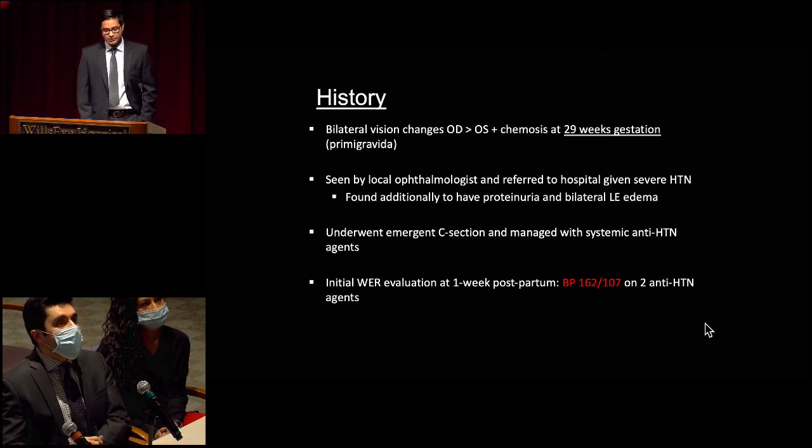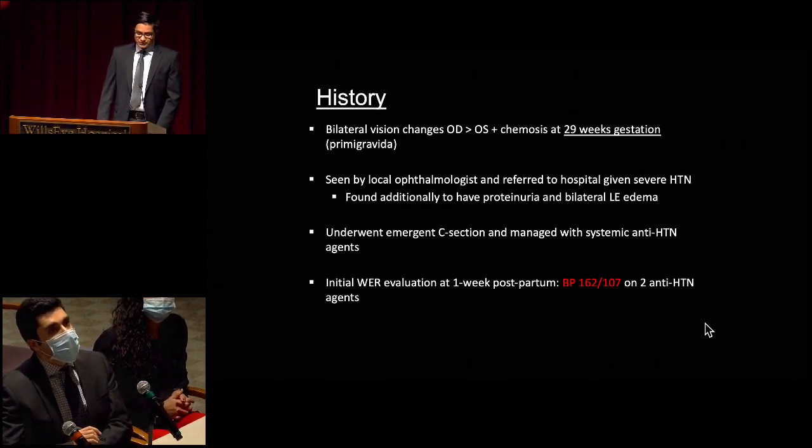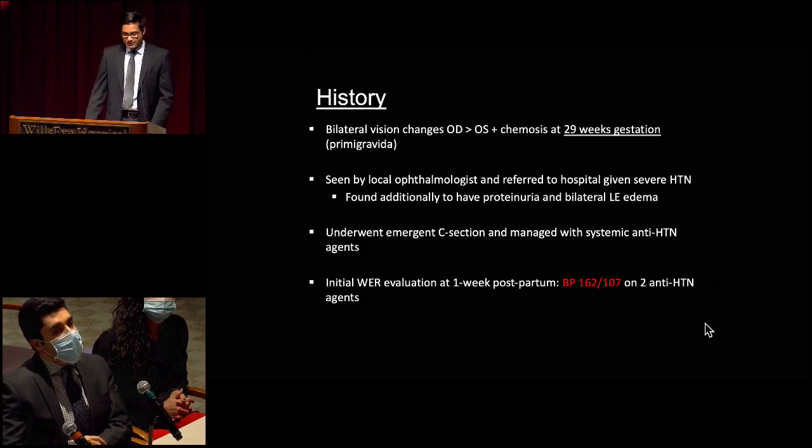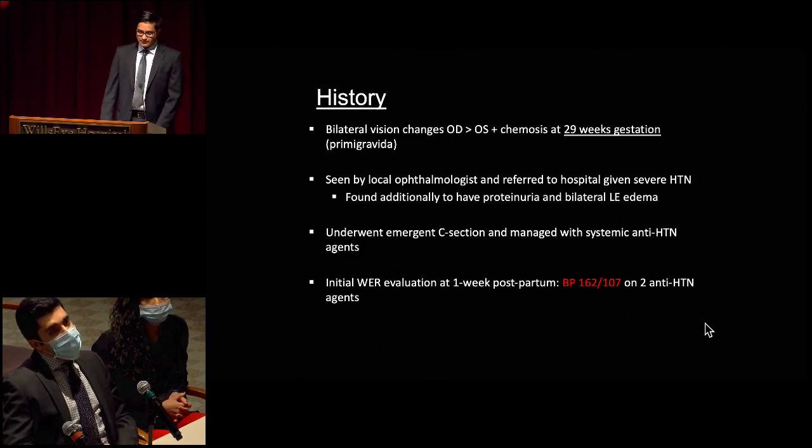So on history, we learned that the patient actually presented with bilateral vision changes and chemosis at around 29 weeks gestation. This was her first pregnancy. She was seen by a local ophthalmologist and referred to a hospital for severe hypertension, also found to have proteinuria and bilateral lower extremity edema. She was diagnosed with preeclampsia with severe features, underwent emergent C-section, delivered a baby girl, and was subsequently managed with systemic antihypertensive agents. And she was subsequently instructed to follow up at Wills, where she presented about a week postpartum with continued visual changes and chemosis. Blood pressure was 162/107 on 2 antihypertensive agents.